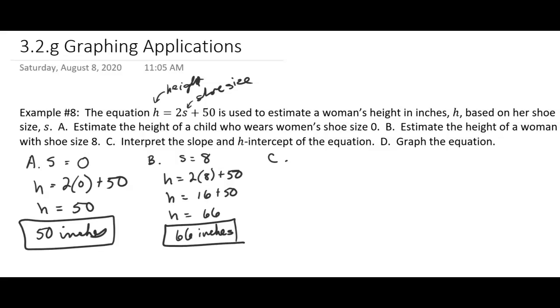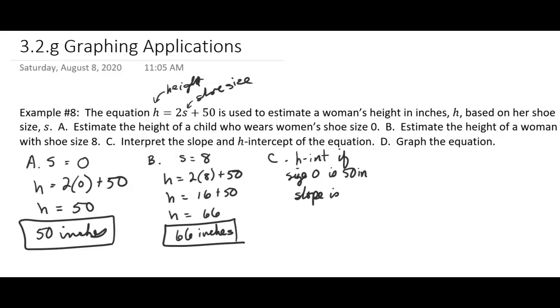Interpret the slope and h-intercept of the equation. So notice they say h-intercept instead of y-intercept. So the h-intercept is going to say, that's if size 0 for the shoes is 50 inches. So you're not going to have less than a size 0 in women's shoes. So the minimum height that we're talking about if you're going to wear women's shoes is going to be 50 inches. That's the estimation.